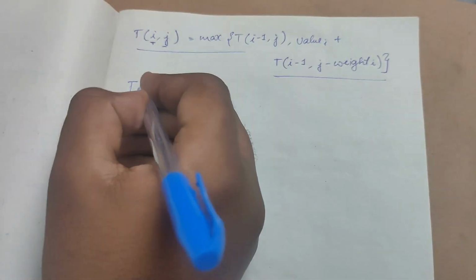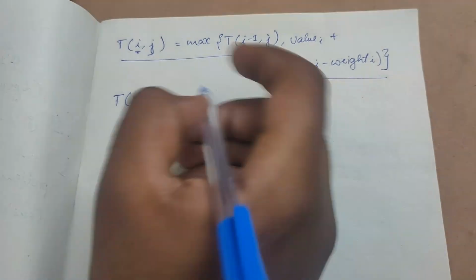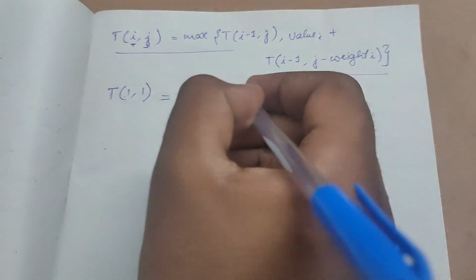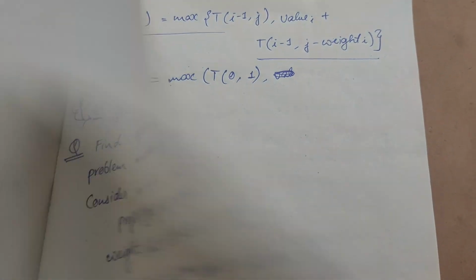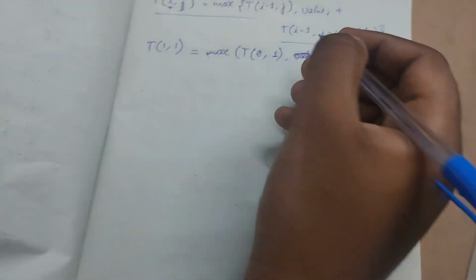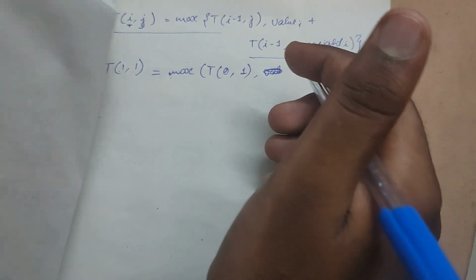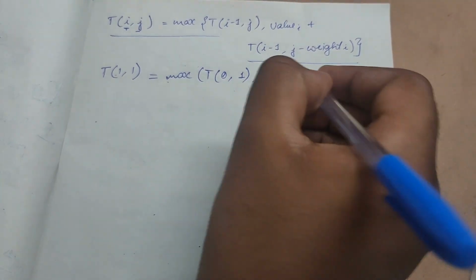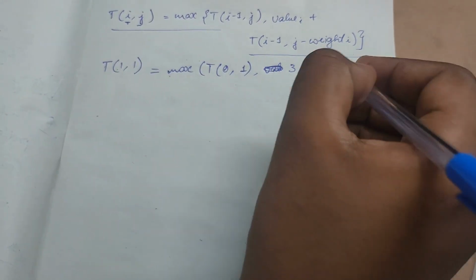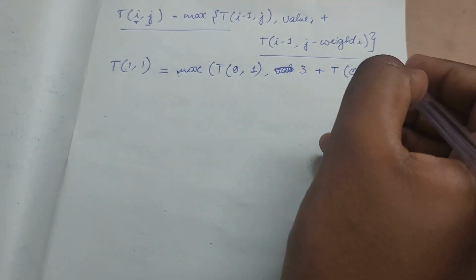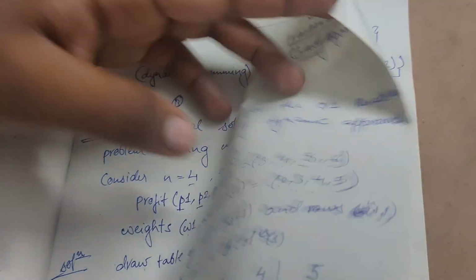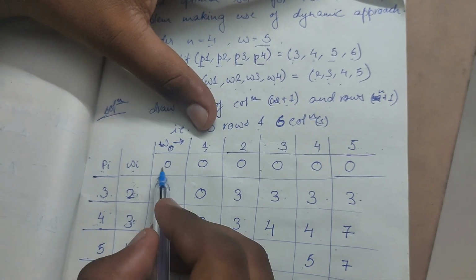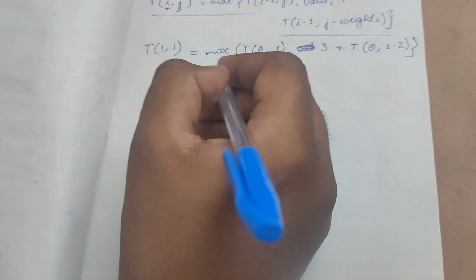Say t 1,1. Fine. So write maximum of t 0,1, value at I. So value at I is say 3, at 1 is 3, plus t 0,1 minus weight, which is 2. Okay, so solve this. Say what is there in 1,1? In 1,1 you have 0, so you write 0 as the answer.